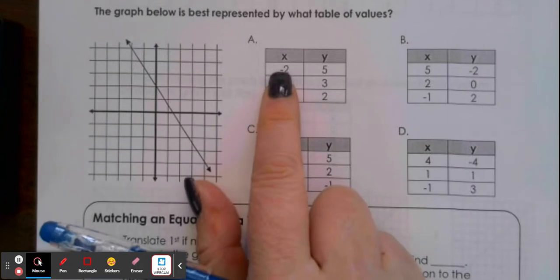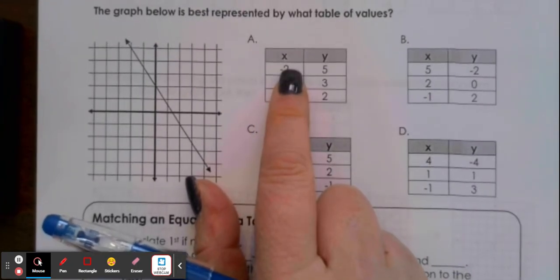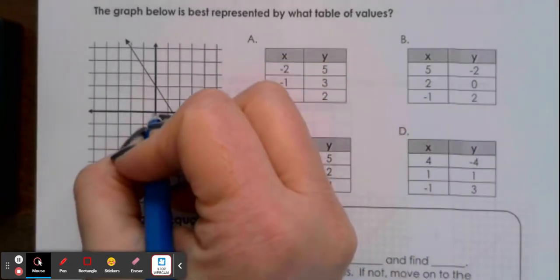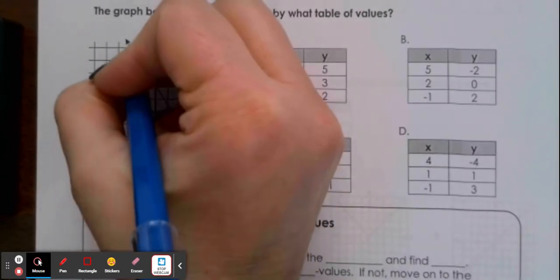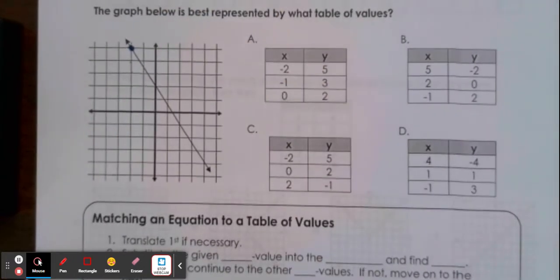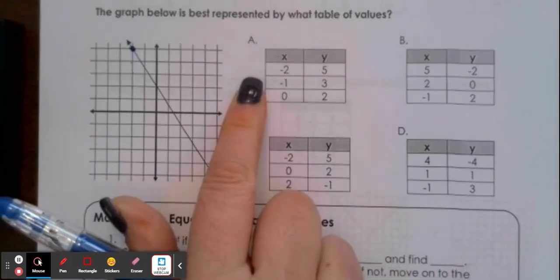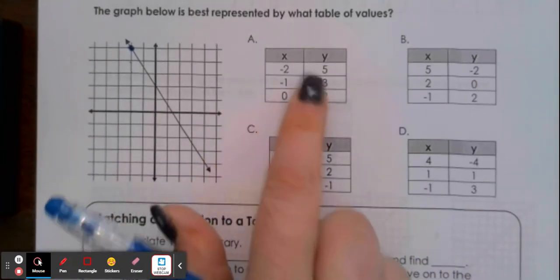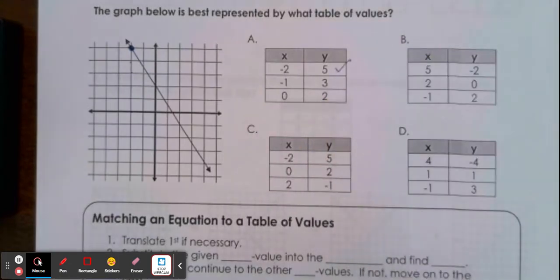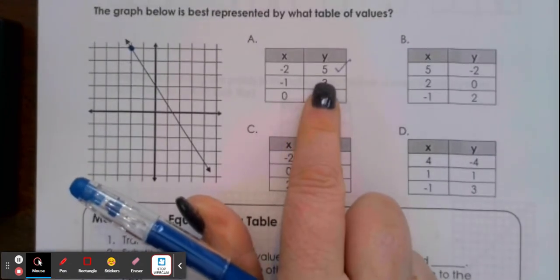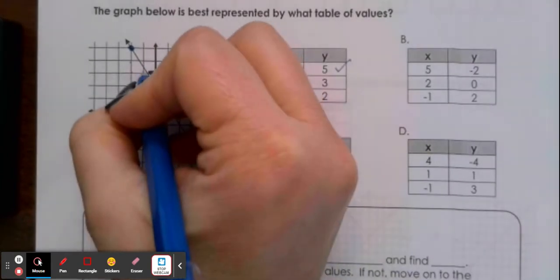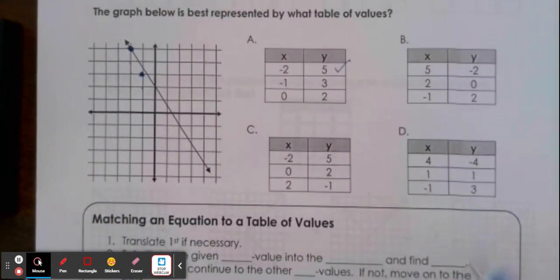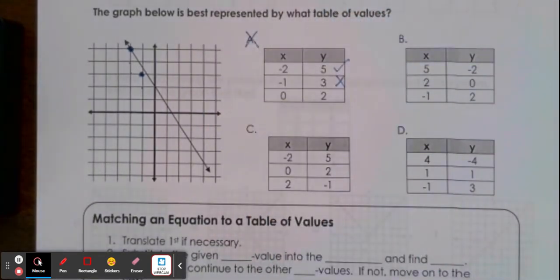So let's look at this one. If I have -2 and I go up 5, 1, 2, 3, 4, 5, okay, this is a point that falls on this graph. So this one is possible. Now let's go for -1, +3. -1, 1, 2, 3. This one does not fall on it. So that does not work.